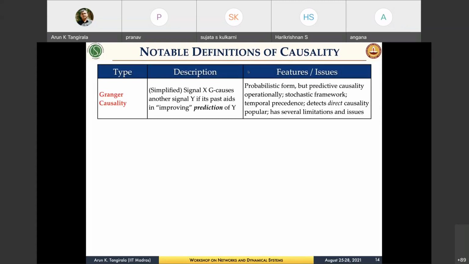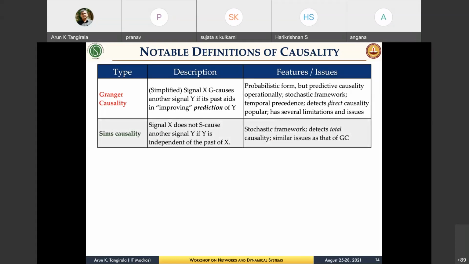So what is the Granger causality based on? The idea is a very simplified one. We'll go into detail very soon. We say X Granger causes another signal Y if its past aids in improving the prediction of Y. So it's set up in the prediction framework. However, the issue is that it assumes the process is stochastic and it assumes a temporal precedence of the cause, which is not so bad, but there are other limitations and issues. By the way, it detects direct causality.